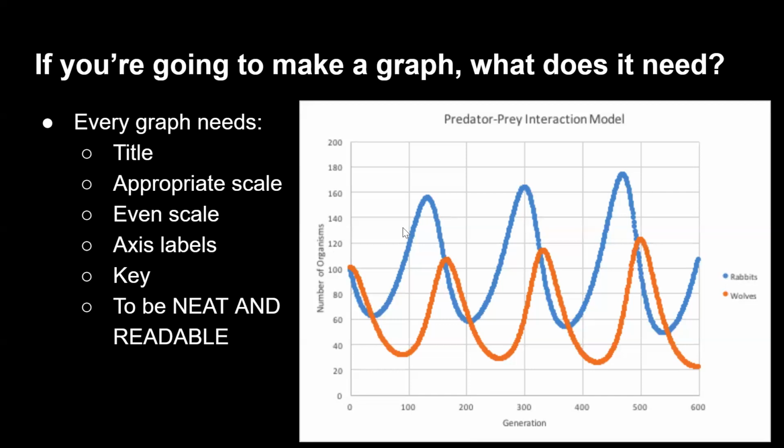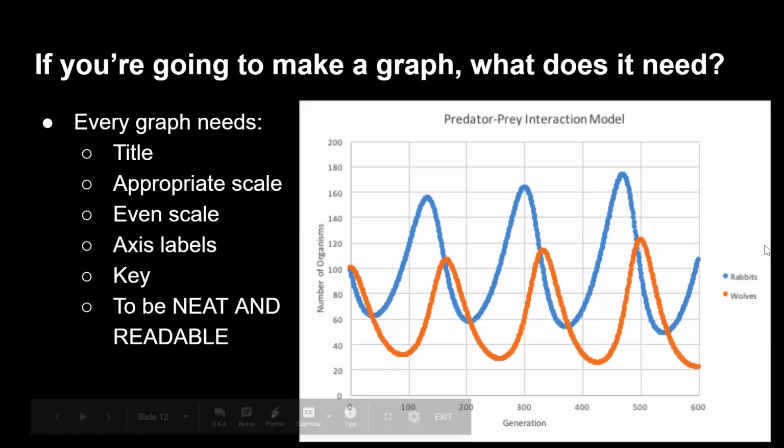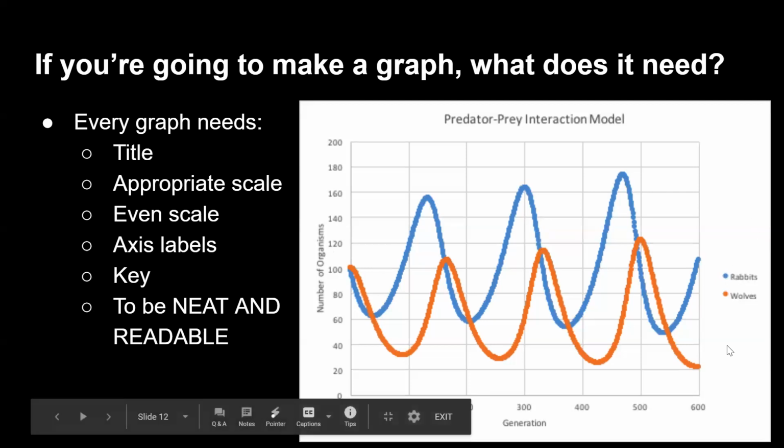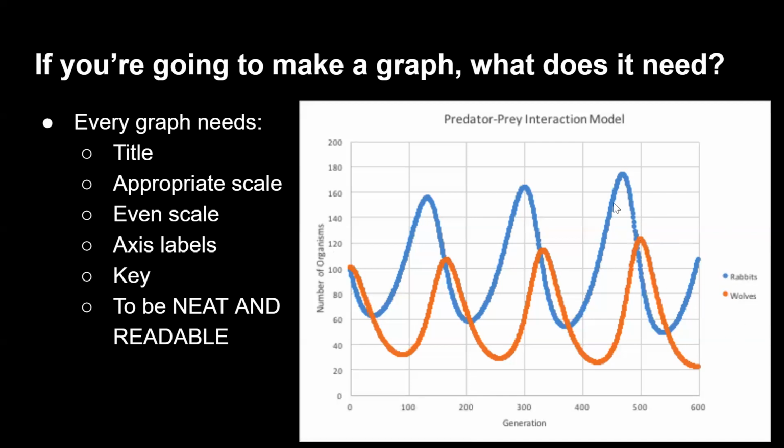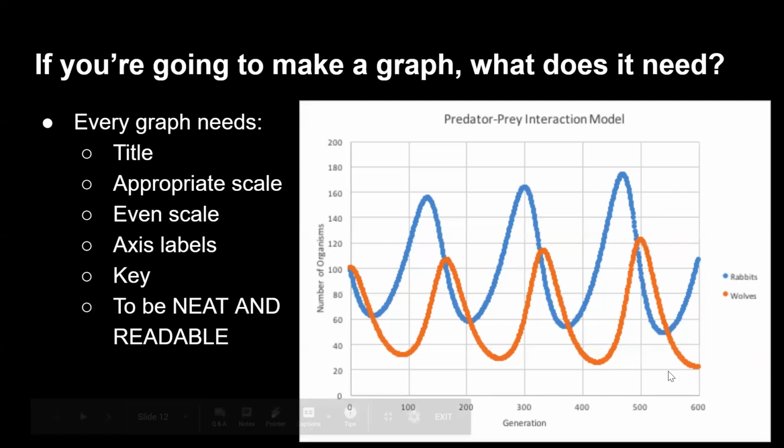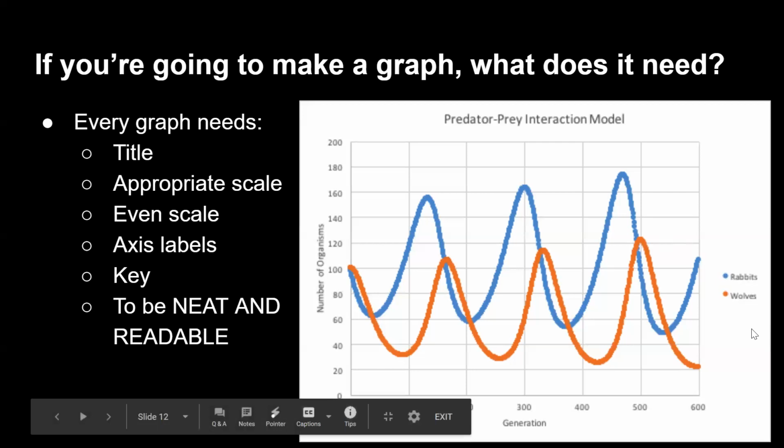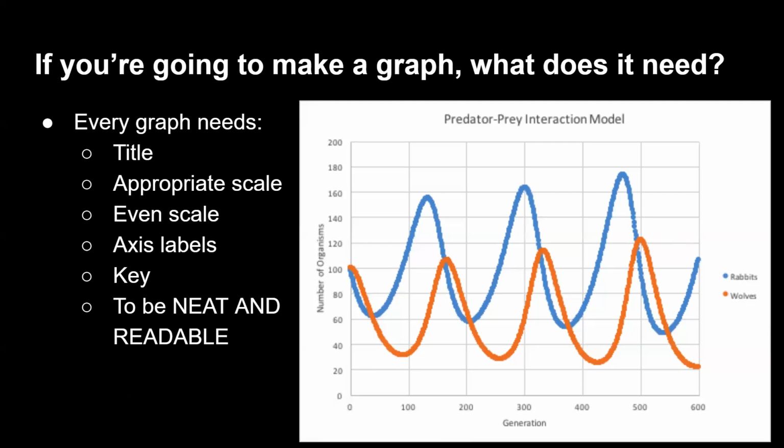If there's more than one line on your graph, like this one has a red line and a blue line, you need a key, and that's what this is over here. Because if this weren't here, I wouldn't know what the red line was, and I wouldn't know what the blue line was. But this key tells me, okay, blue is rabbits, red is wolves. And suddenly your graph makes 100 times more sense. And last but not least, your graph needs to be neat and readable. If I can't read it, I will give it back to you and tell you to do it again.